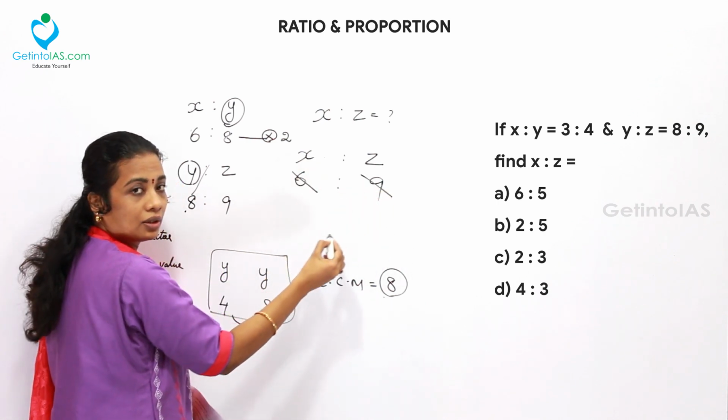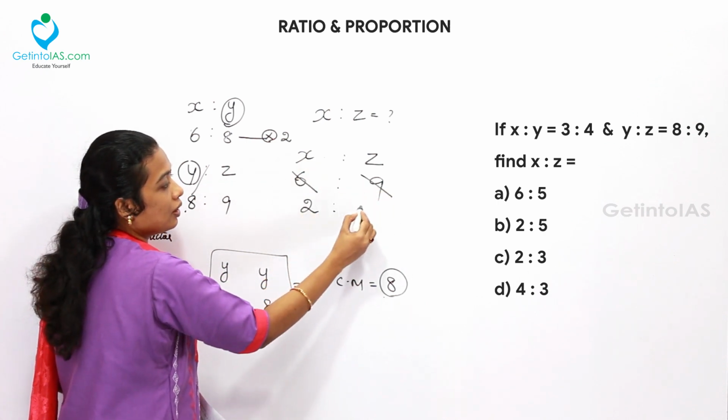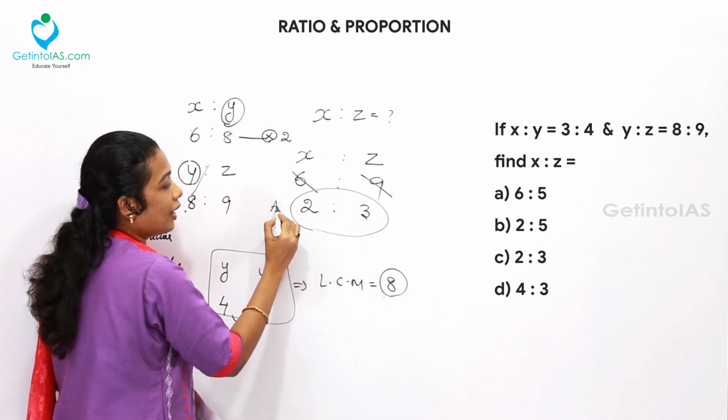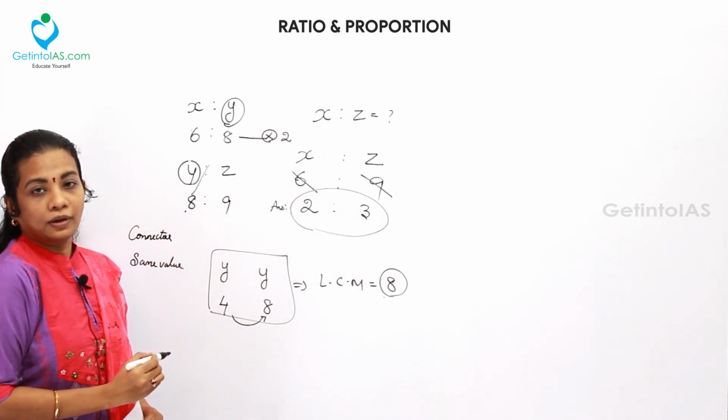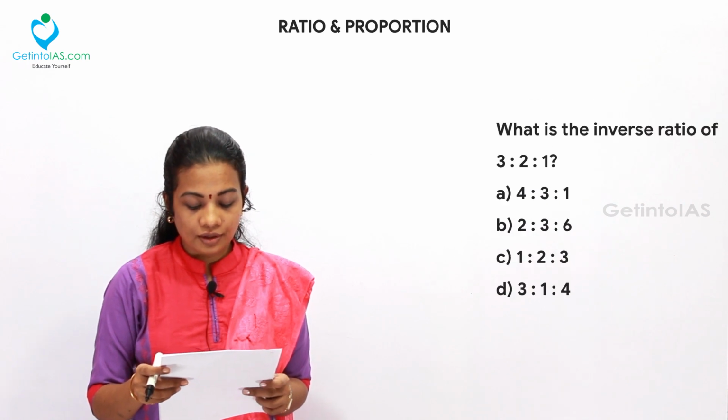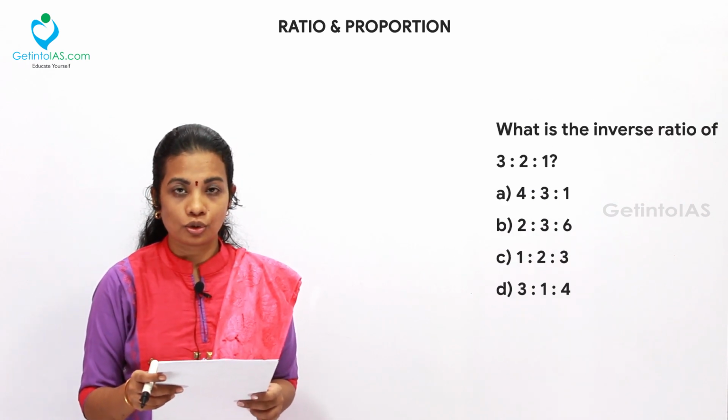Further, I can cancel with 3. 2 times here, 3 times. Finally, my answer is 2 is to 3. The next question: what's the inverse ratio of 3 is to 2 is to 1?